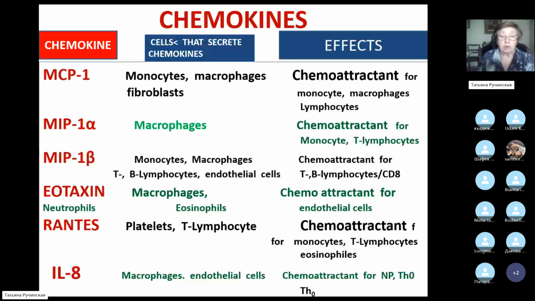These are the different types of chemokines for different cells, and approximately the main effect is chemoattraction. For example, MCP1, the first chemokine, is named macrophage chemotactic protein. And all the others, you can understand what they are.